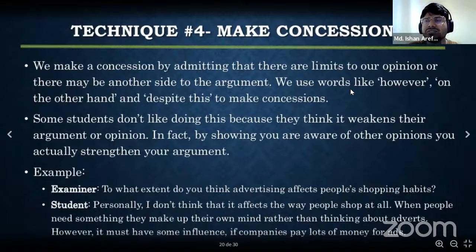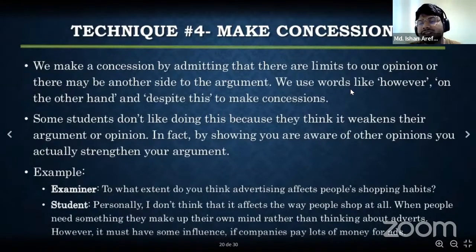So you can give concessions, so that is not a mandatory one, but to broaden your answer, like the paraphrasing technique, that is also not a mandatory one, but you can use that technique once or twice to broaden your answer. This making concession technique is not a mandatory one. You can use it whenever you like to broaden the length of your answer.